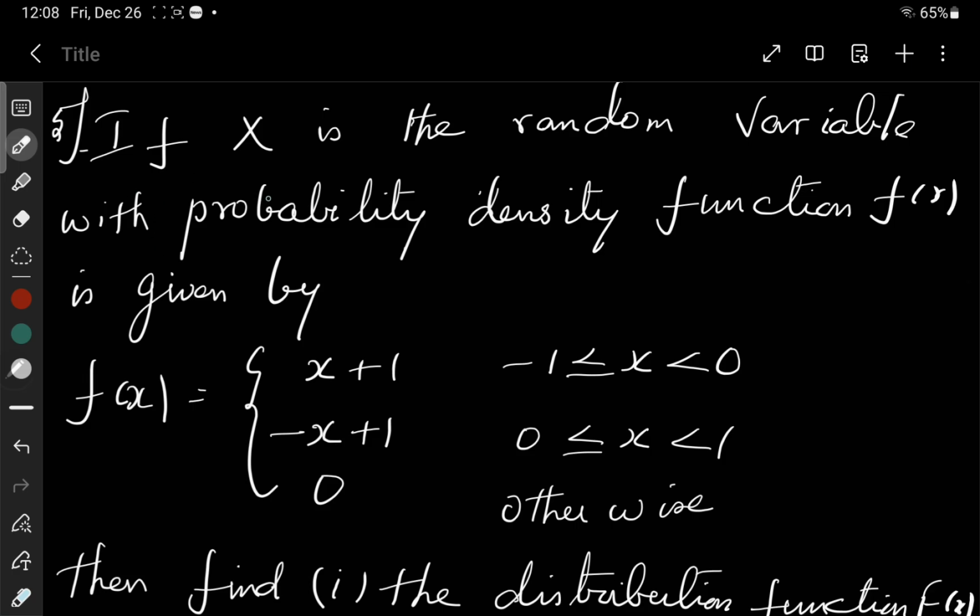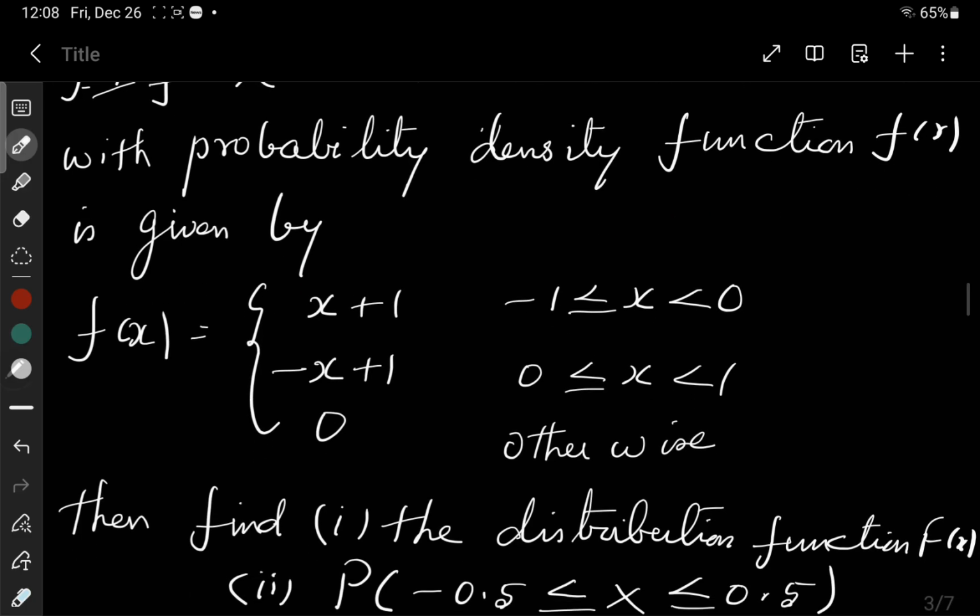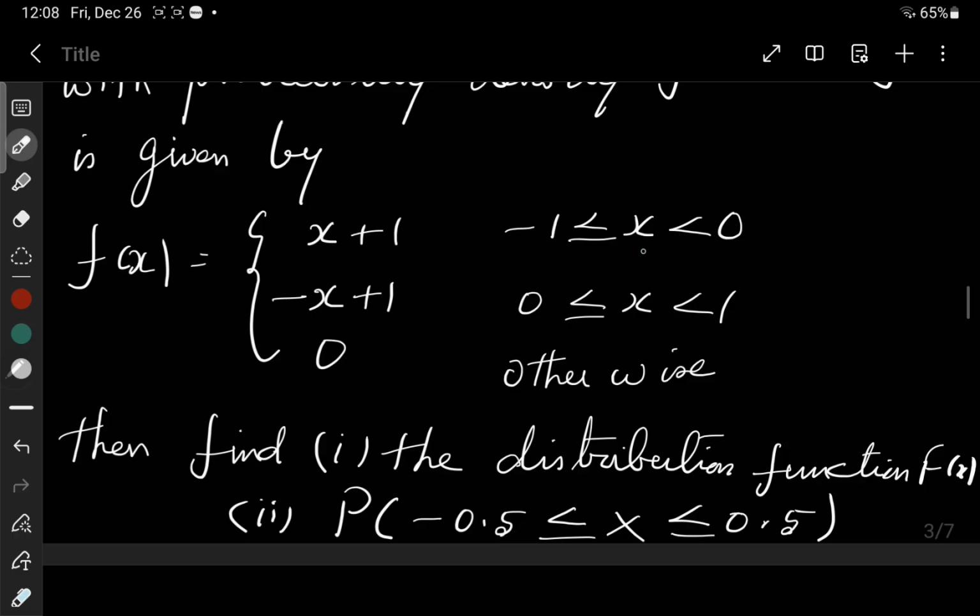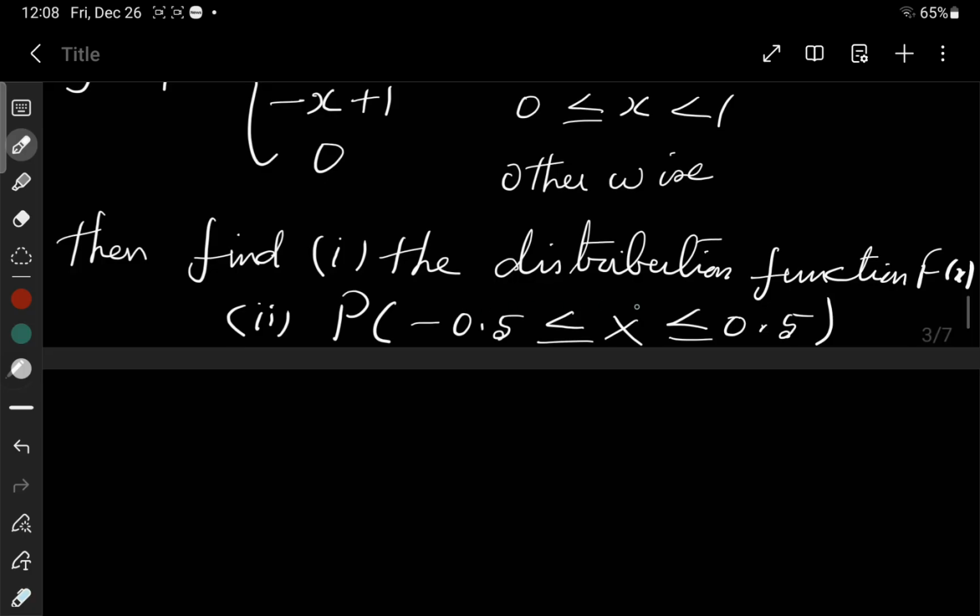See the fifth sum. If x is a random variable with the probability density function f of x given by x plus 1 for x lying between minus 1 and 0, minus x plus 1 for x lying between 0 and 1, and 0 otherwise. Find the distribution function capital F of x and P of minus 0.5 less than or equal to x less than or equal to 0.5. So here, in the first subdivision, I have to find the distribution function F of x.